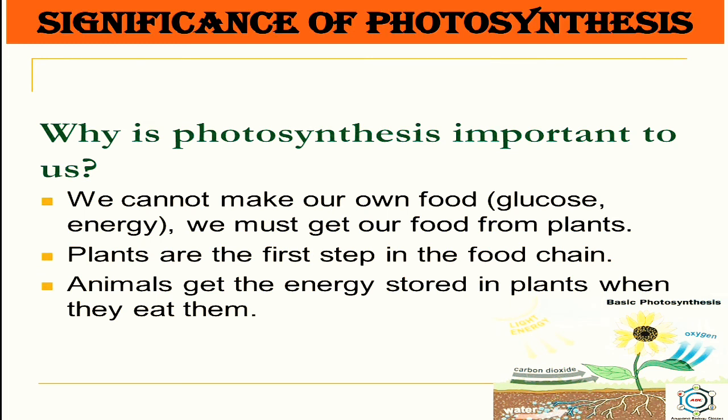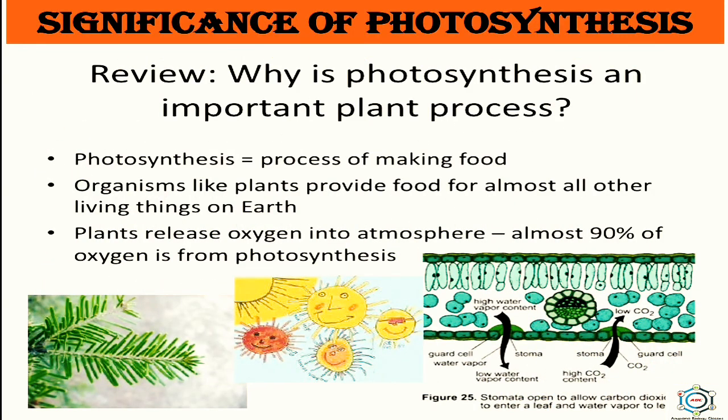We cannot make our own food. That means glucose or energy. We must get our food from plants. Plants are the first step in the food chain, and the animal gets the energy stored in plants when they eat them. So, why is photosynthesis an important plant process?